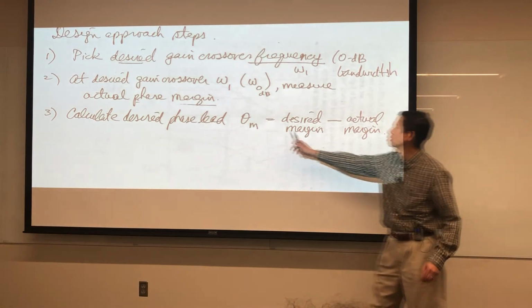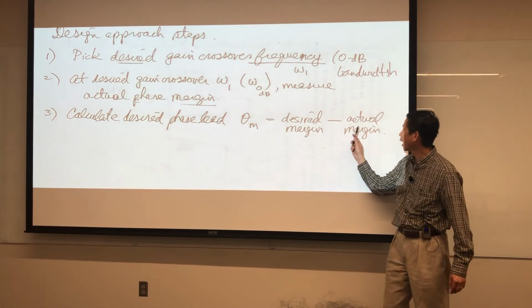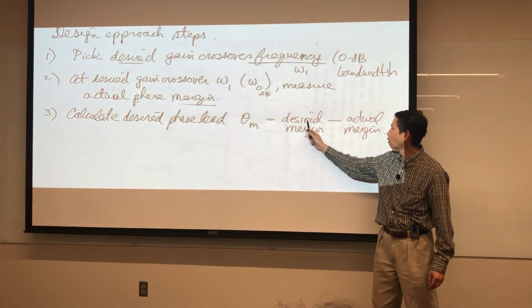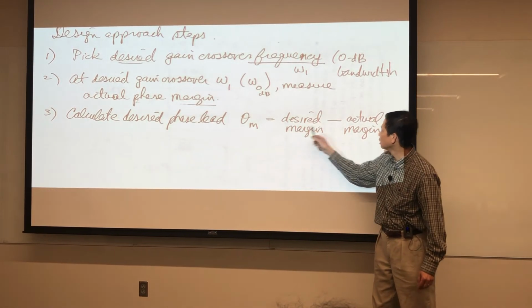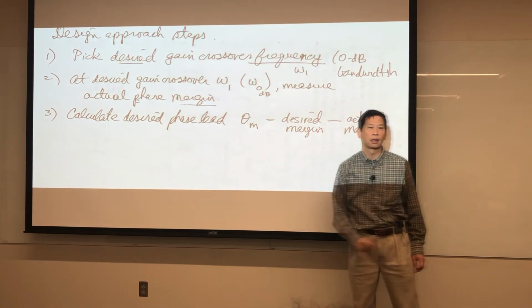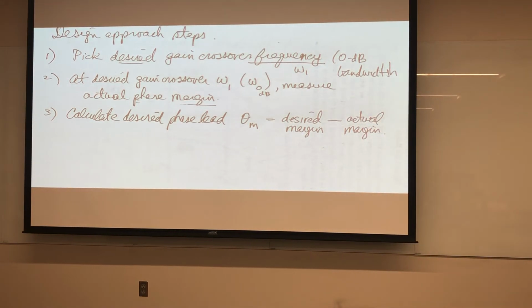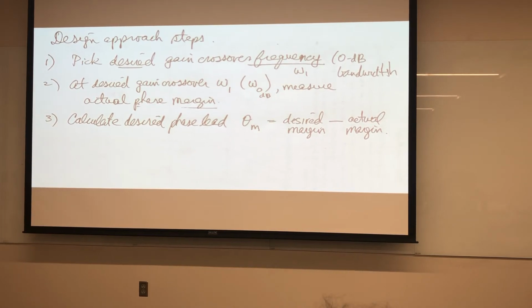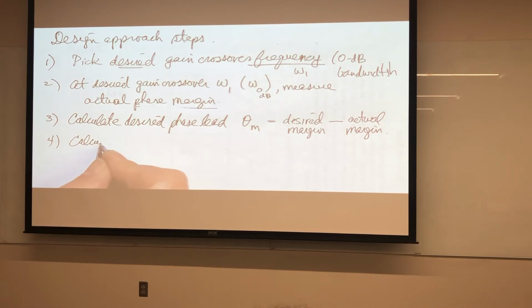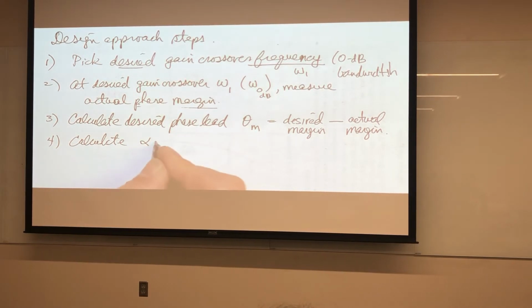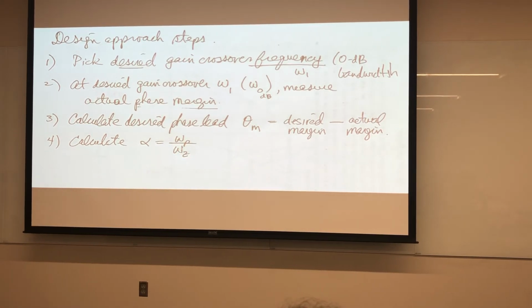Maybe I want 60 degrees margin here. I look and see what I have is I got 30 degrees. So what do I need? No, I want 60 degrees here. I only got 30. So I need to get 30 more out of the compensator. Okay. Once we have the desired amount of phase margin, then we can calculate alpha, which is going to be equal to the separation between the pole and the zero. I need to find the ratio of that. And I use that formula that says that that's equal to 1 plus sine theta m over 1 minus sine theta m.